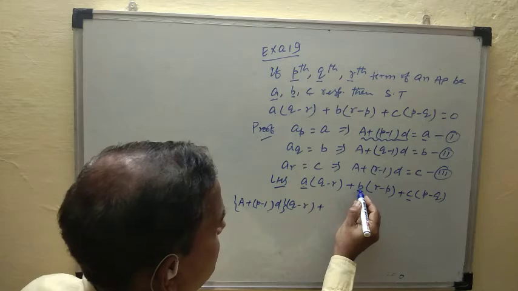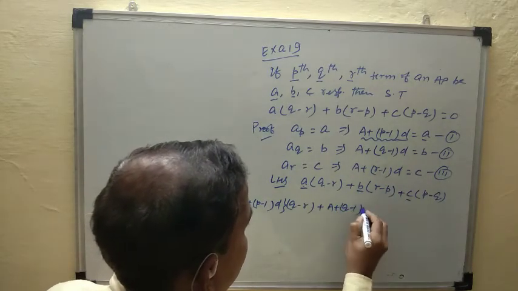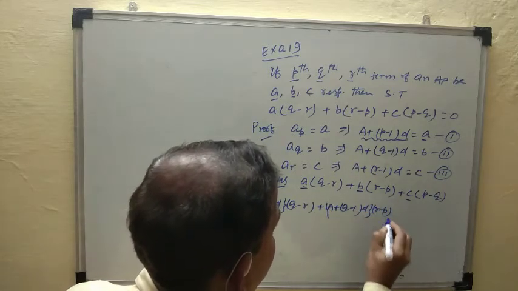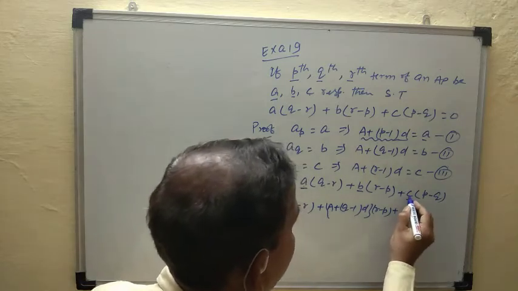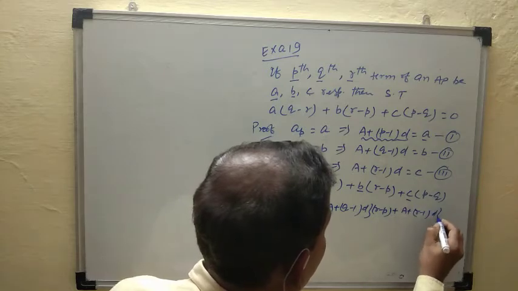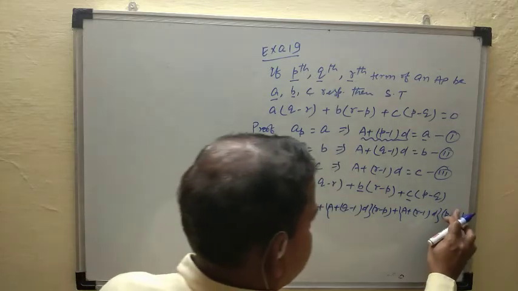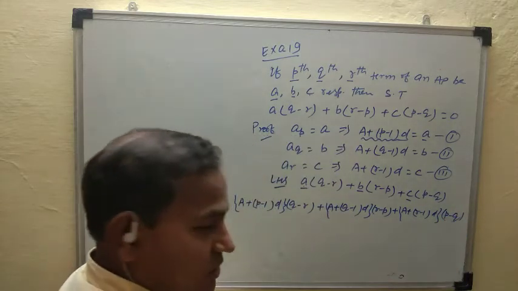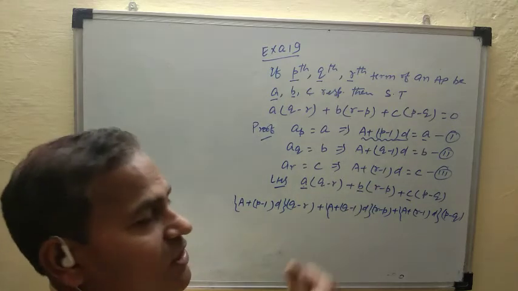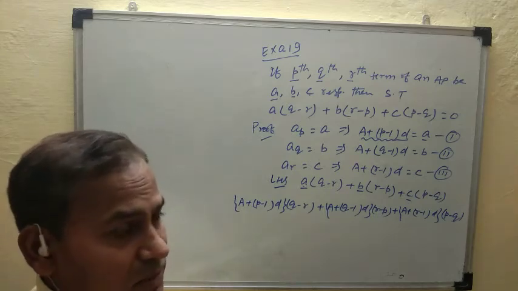Then put the value of B. The value of B is A plus (Q minus 1) into D and into (R minus P). Now put the value of C. C value is A plus (R minus 1) into D into (P minus Q). Now open the bracket, that is simplify, and you get value 0. So this is a trick for opening the bracket, that is multiplication.